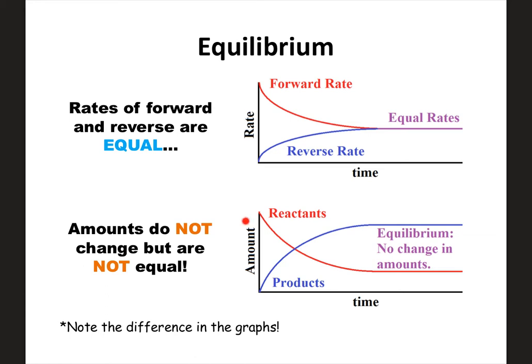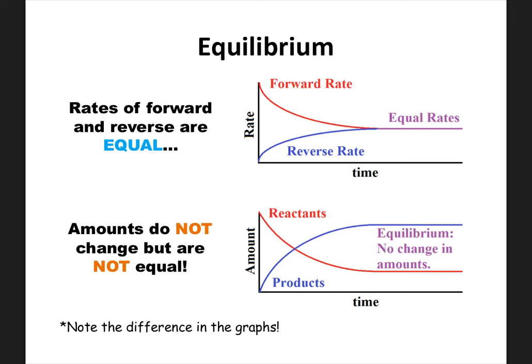But notice here the amount versus time graph, which is very similar to the concentration versus time graph. The reactants are still high to begin with, and they decrease over time. The products are low to begin with, they increase over time, but they don't have to be equal here. You get to a point where there's no change in the product amount, or there's no change in the reactant amount, but they don't have to be equal to each other.